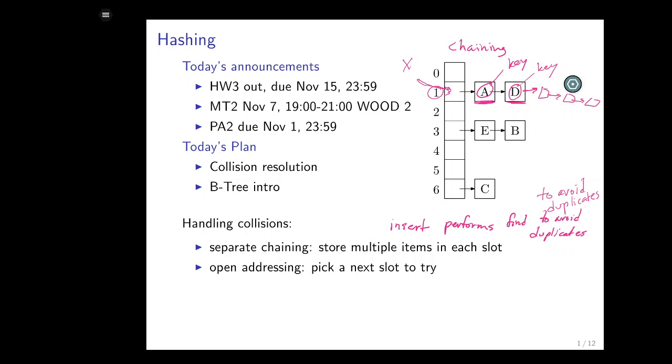Great. So now, if I perform a find on this table, and the key is not there, like X here is not in the table, and it hashes to this particular location, how much time does it take?